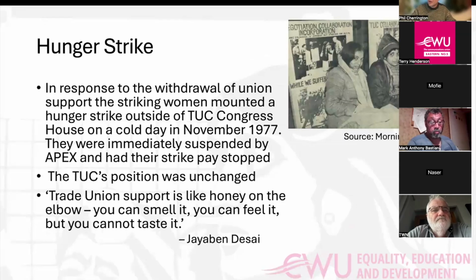One example of the unofficial action taken in response to the withdrawal of union support was when the striking women mounted a hunger strike outside TUC Congress House in central London on a cold day in November 1977. They were immediately suspended by Apex, as the official action was supposed to be suspended during the inquiry period, and they had their strike pay stopped.